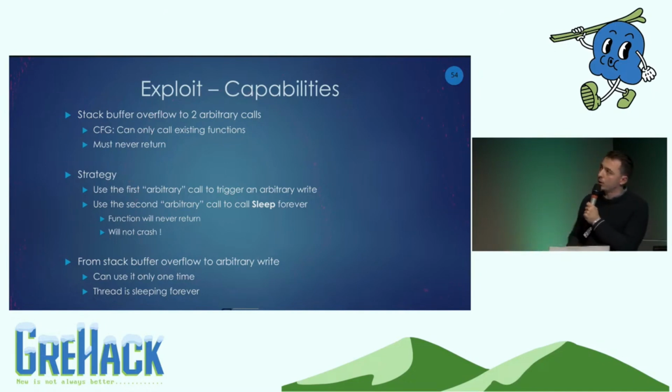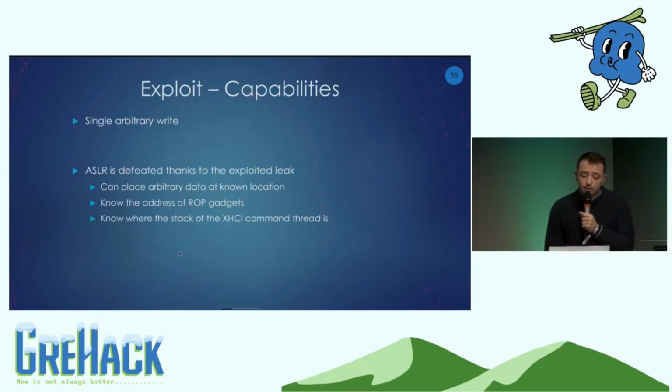And the first argument is a pointer, so it's sleep with a very, very huge value, and it will just sleep forever. So the function like that will never return, and we transform our stack buffer overflow into an arbitrary write. We can only use it one time because we can't re-trigger the bug, because the thread is now sleeping forever. So we just have a single arbitrary write, and we have ASLR defeated.